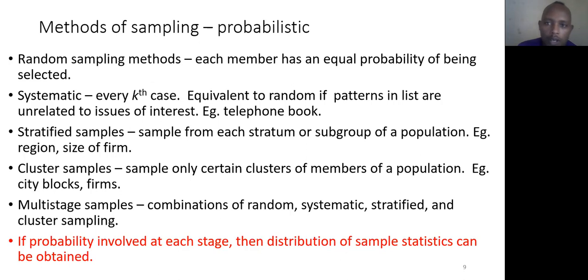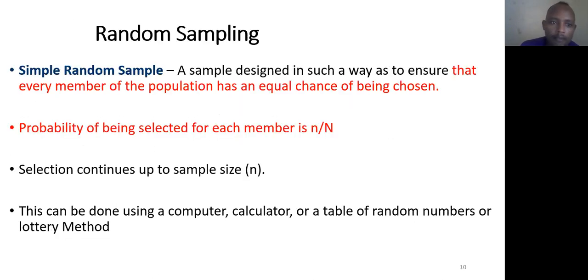Let us talk about probabilistic sampling method. In the case of probabilistic sampling method, we have random sampling method, systematic sampling method, stratified sampling method, cluster sampling method, and multi-stage sampling methods. First, let us look at the simple random sampling method.